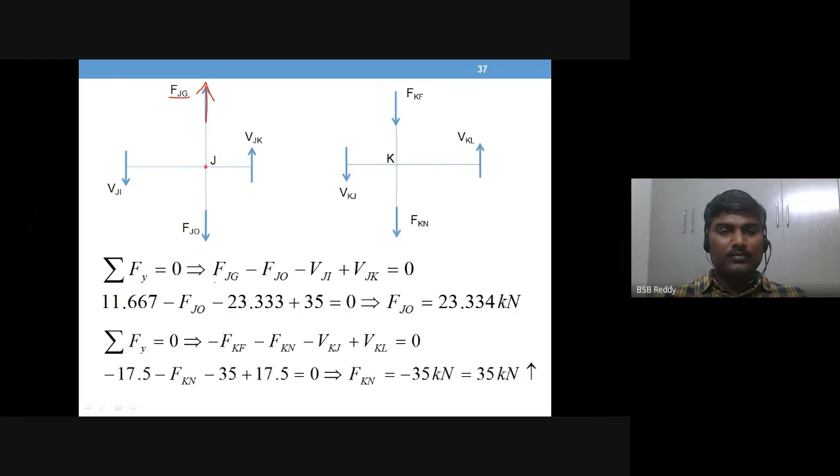So for JO the value is required, all other three values are known to you, so you get the JO value. Similarly KN, and this is an upward value. The downward direction that you assumed is not okay. It is from the calculation, right? So proper understanding is required only with respect to axial loads. Shears are already there, so you don't need to worry about them.